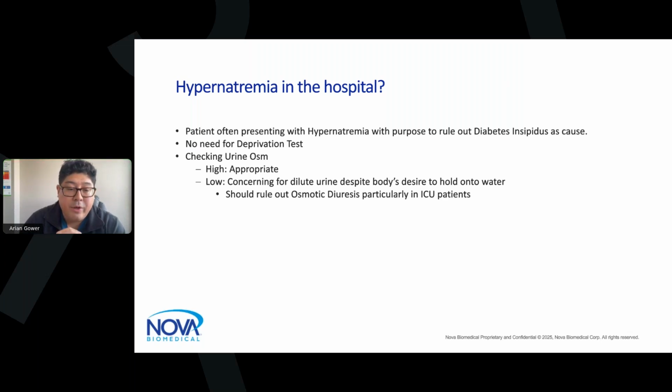If the urine osmolarity is low, however, this would be concerning for diabetes insipidus. In these patients, you would expect, in the setting of hypernatremia, that you'd actually hold on to water like we mentioned. However, with a low urine osmolarity, it would imply that there is very dilute urine despite the body's appropriate desire to hold on to water. A dilute urine in this case would be considered inappropriate. Now, as we mentioned before, we need to rule out other causes for osmotic diuresis in patients, particularly in the intensive care unit. Next slide.